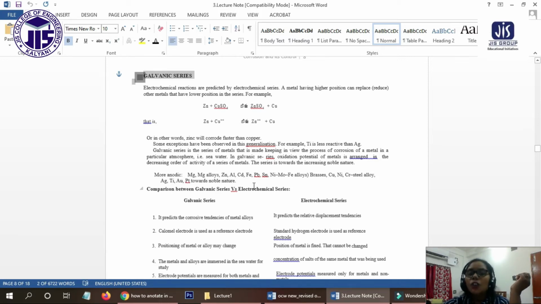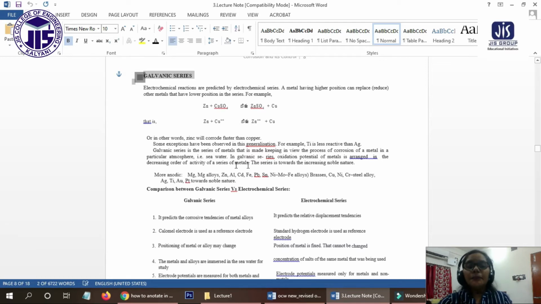Generally corrosion is an oxidation reaction process. So the metal having higher oxidation potential is more prone to be corroded.